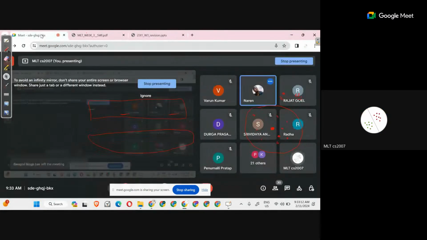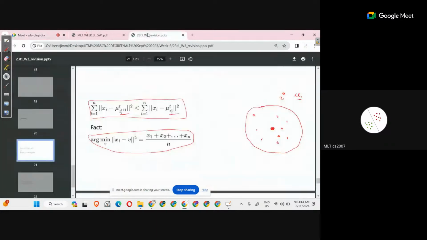Okay, where were we? Yeah, here. So this equation is also true. We know that the point from where all the distances are minimum will be the centroid of that cluster. The only thing is, why here is argmin of v equal to x1 plus x2 and so on, on the right hand side? The average of the points is equated to this. That is not clear.